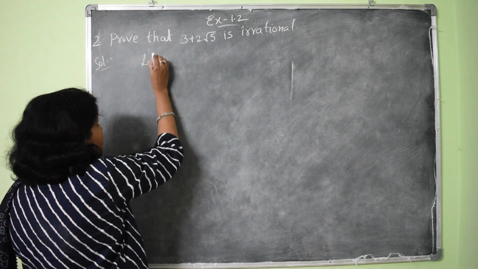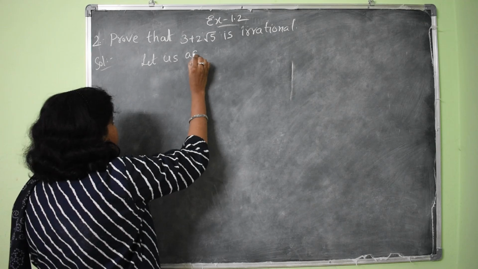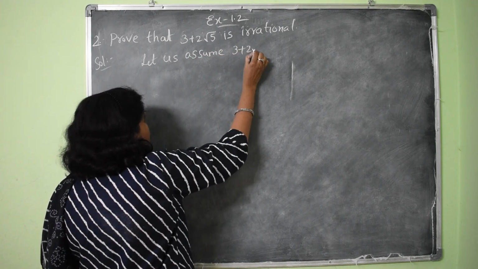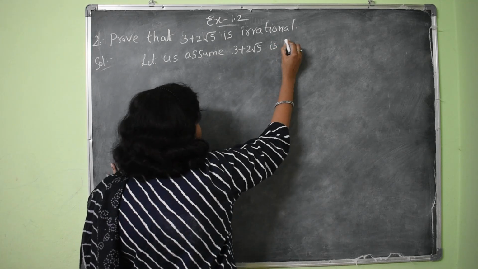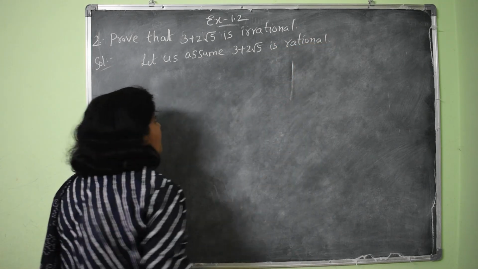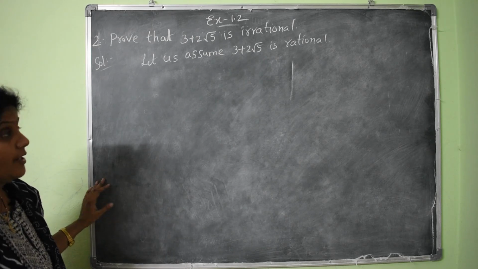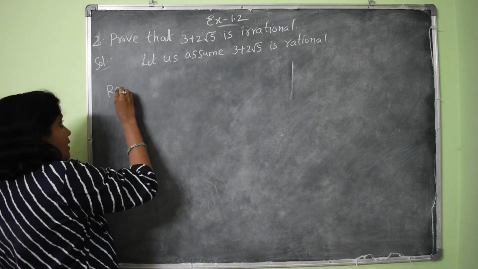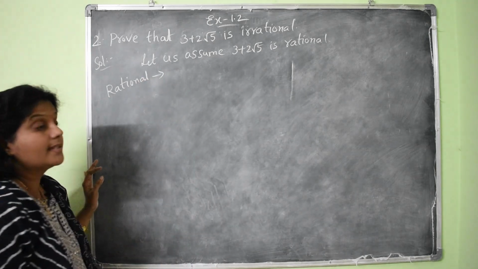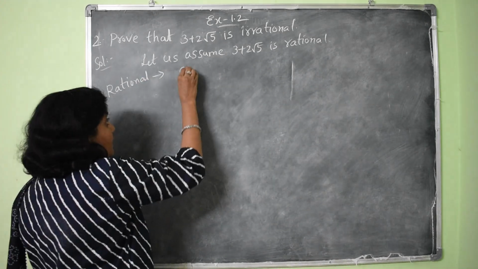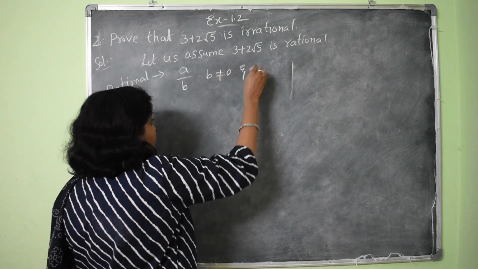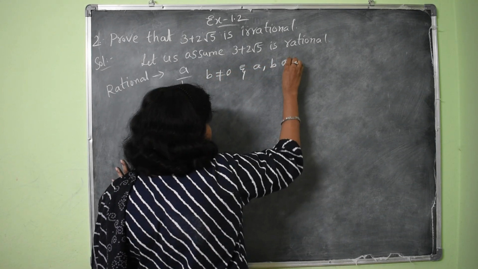So let us assume 3 plus 2 root 5 is rational. So what is a rational number? A rational number can be expressed in the form of a by b, where b is not equal to 0 and a, b are coprimes.